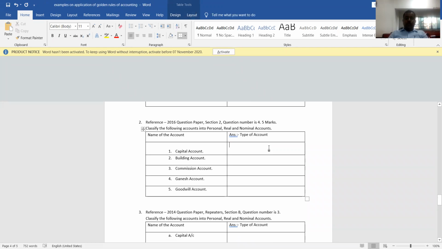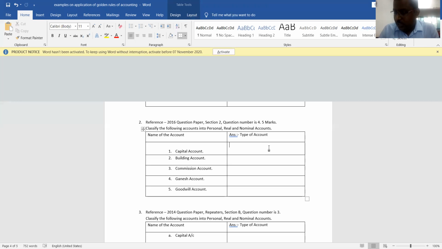Okay, now let us begin. Classify the following accounts into personal account, real account, and nominal account. We go through each item. If it is a person, firm, institution, or organization, we call it a personal account. If it is an asset or property of the business, it is a real account. And if it is an expense or loss to the business, or an income or gain to the business, then it is a nominal account. Just go through the items, and you will know which type of account it is. We'll proceed further.